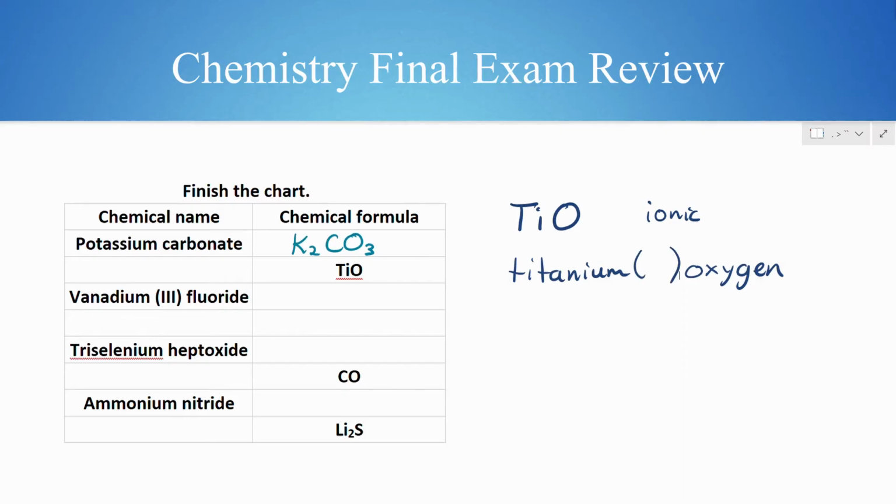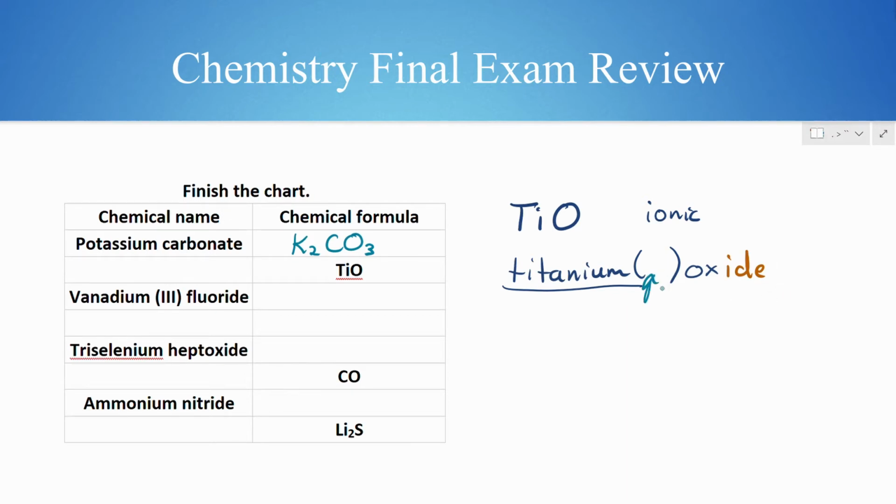The way we name these compounds is the full name of the first element, so titanium, and then the Roman numeral for its charge, and then the base name of the second element with the ending IDE. So instead of oxygen, we're going to have oxide.